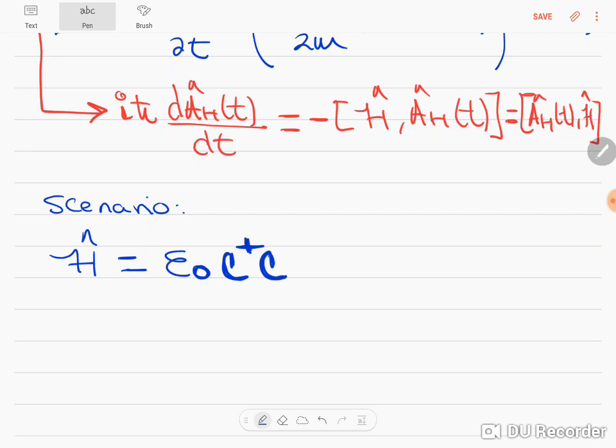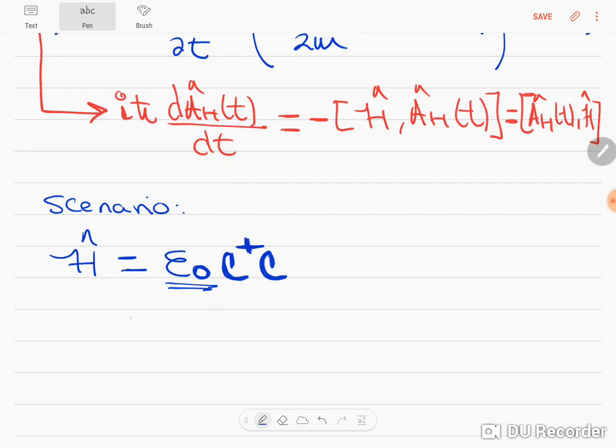What this means is that C is an operator that, by some matrix operation on vectors represented in a Hilbert space, removes one particle from a level with energy E0, and C dagger adds a particle to that level with energy E0. We will explain this later on, but the idea here is just to exemplify how to use Heisenberg's equation of motion.